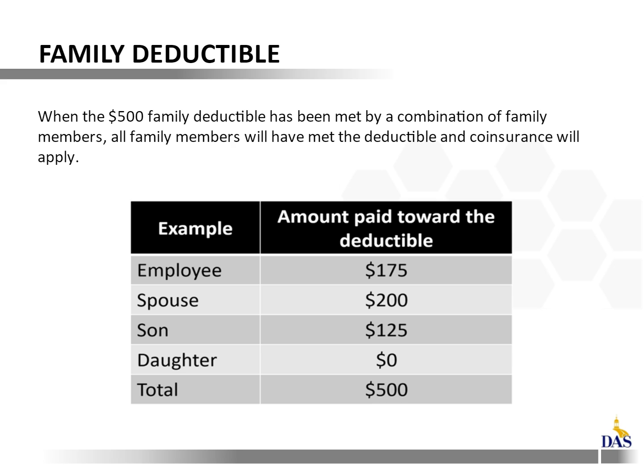When the $500 family deductible has been met by a combination of family members, all family members will be considered to have met the deductible. In this example, while no member of this family has met the single deductible, the family combined has met the $500 deductible for the calendar year. Through the remainder of the year, no family member will have a deductible.